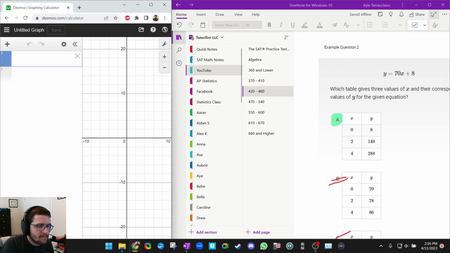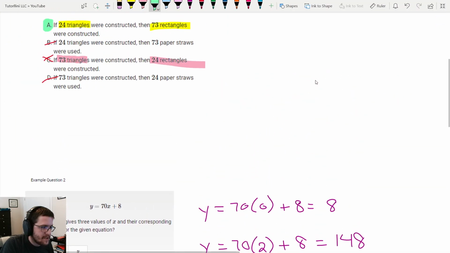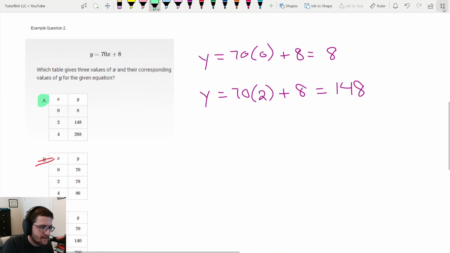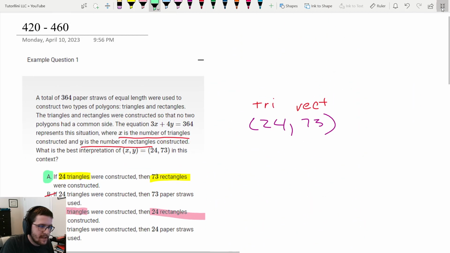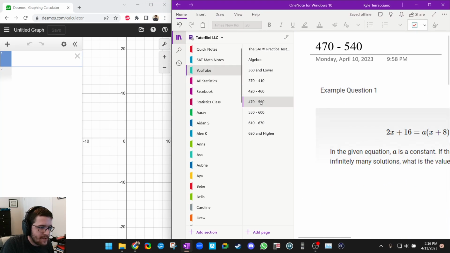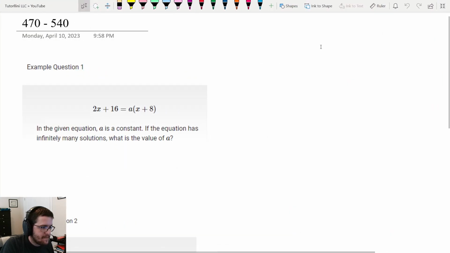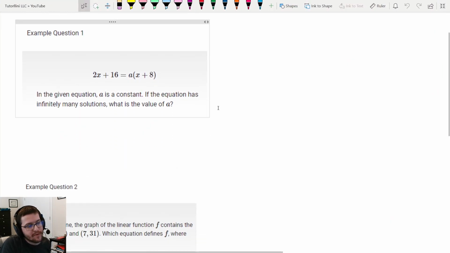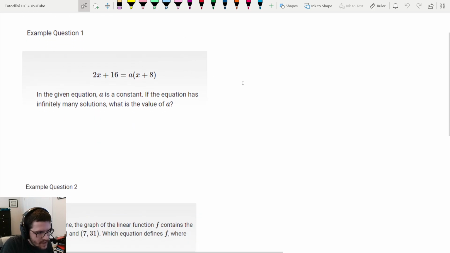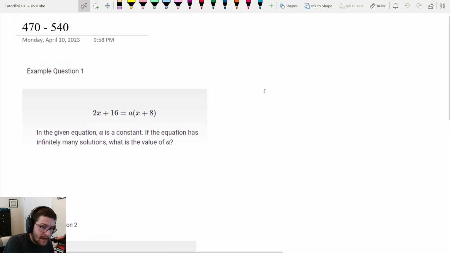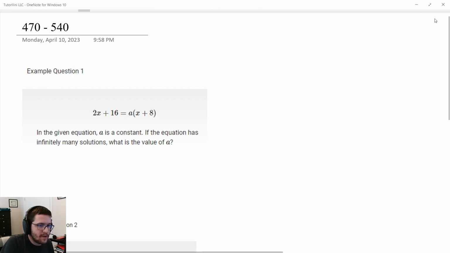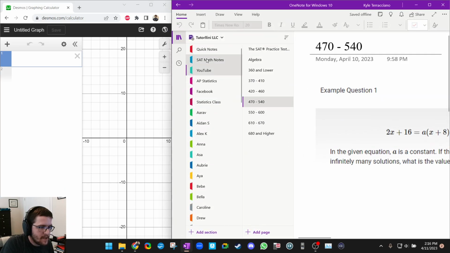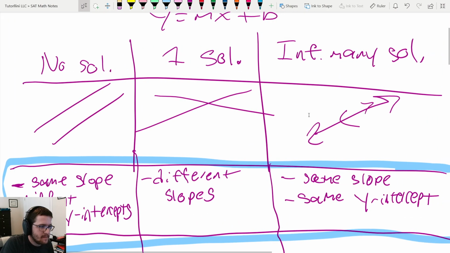All right. Okay, so I think this band is done. So let's move on to the 470 to 540 band. Okay, so before we do this one, there's a really important concept on this one and maybe some other ones too that I want to talk about. So I'll just give you a second to write this down.